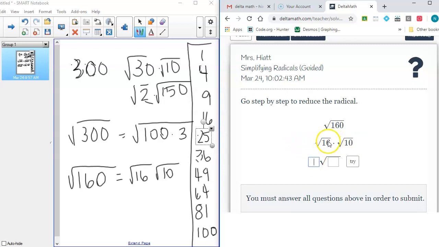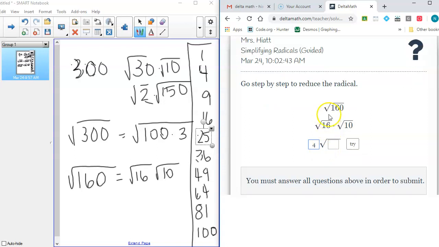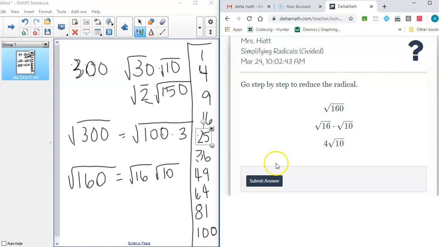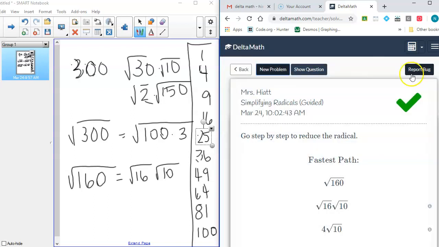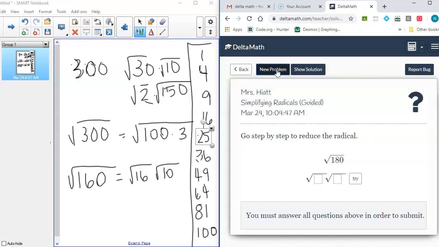And the square root of 16 is 4. When you take that square root, it's no longer under the square root. It's on the outside like this, but the 10 is trapped. It has to stay underneath that square root. So we're going to click try and submit answer. And yes, we can see we got that one right. Let's do one more together.